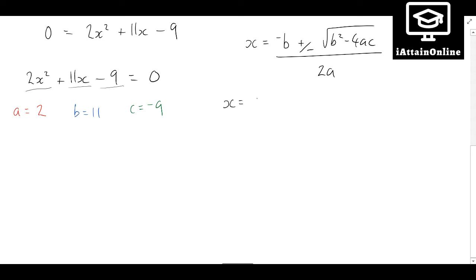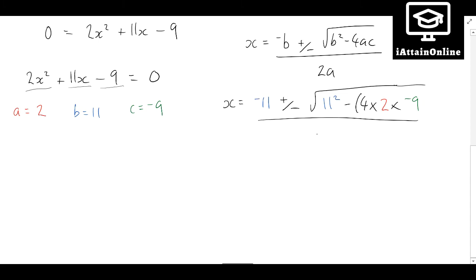So x equals, let's do it in blue, negative 11, negative b is, well, b is 11, that's going to be negative 11, plus or minus the square root of 11 squared, take away 4 times a is 2, and c is negative 9, and that is all over 2 times 2.